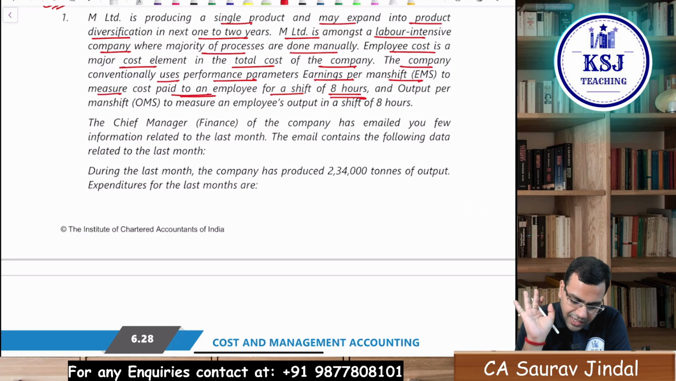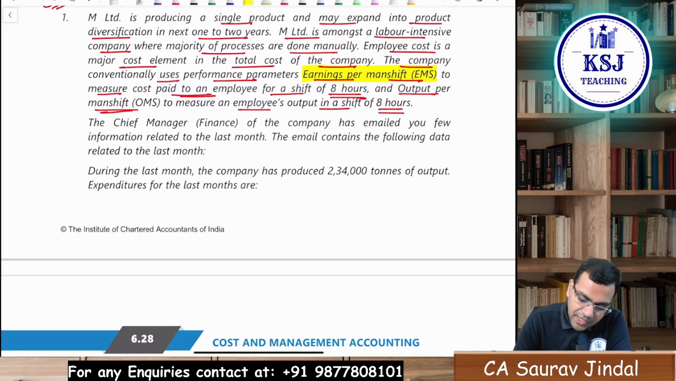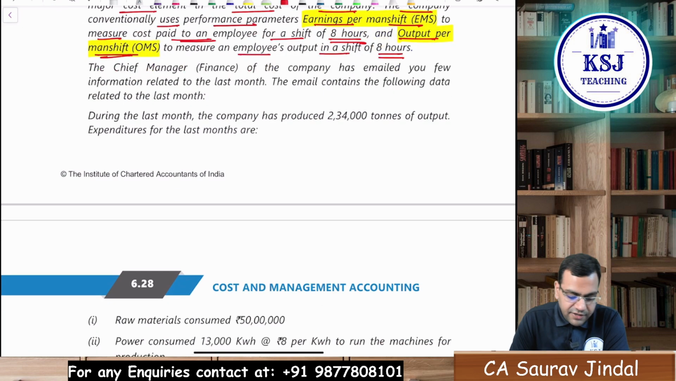That is how they judge the performance of the employee depending upon the earnings per man shift, that for every 8 hours, what is the earning of that labor. And the output per man shift, that in those 8 hours, what is the number of units produced by the labor, to measure the employee's output in a shift of 8 hours. So there are two parameters, earnings per man shift and output per man shift, OMS. The chief manager finance of the company has emailed you some information related to the last month. The email contains the following data.